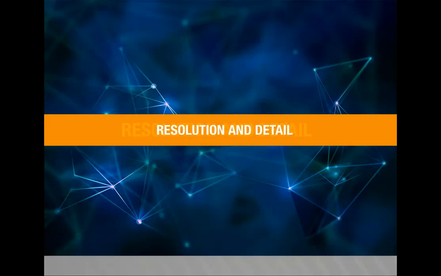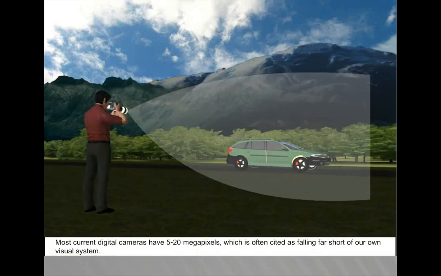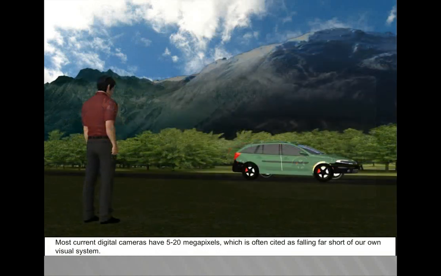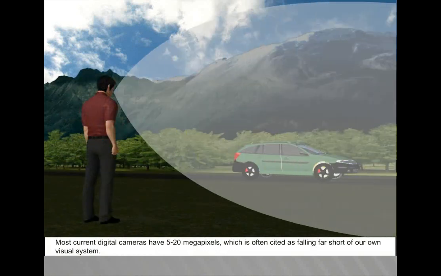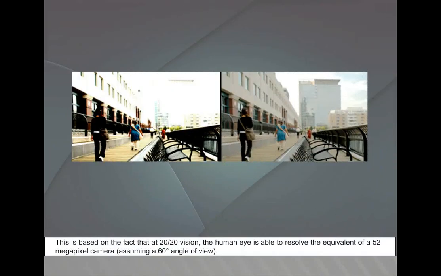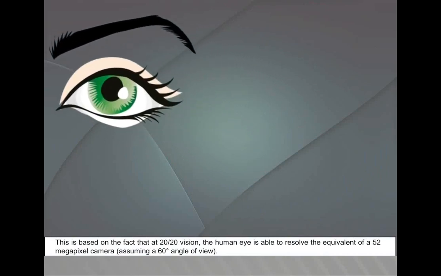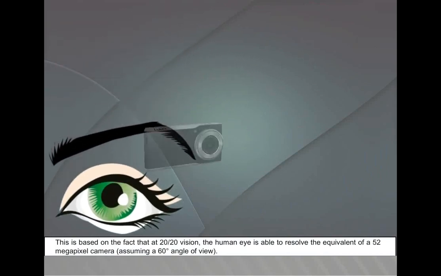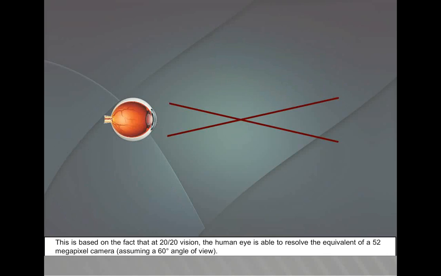Resolution and detail. In this video, we are going to see about resolution and detail. Most current digital cameras have 5 to 20 megapixels, which is often cited as falling far short of our own visual system. This is based on the fact that at 20/20 vision, the human eye is able to resolve the equivalent of a 52 megapixel camera, assuming a 60 degree angle of view.